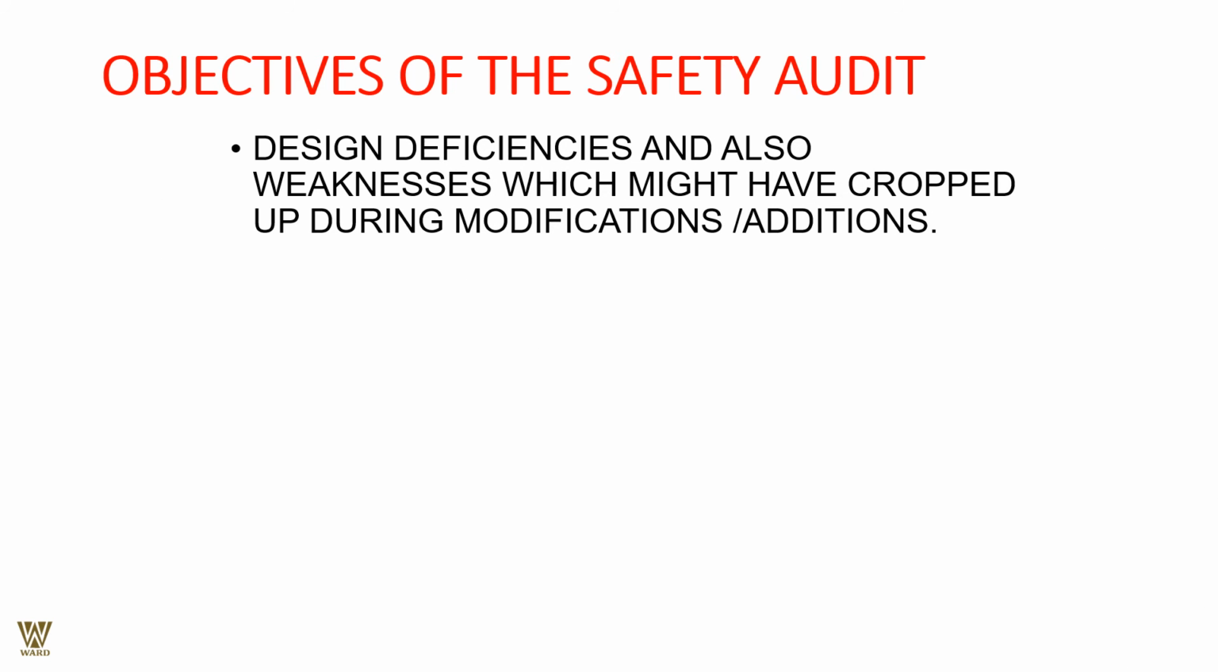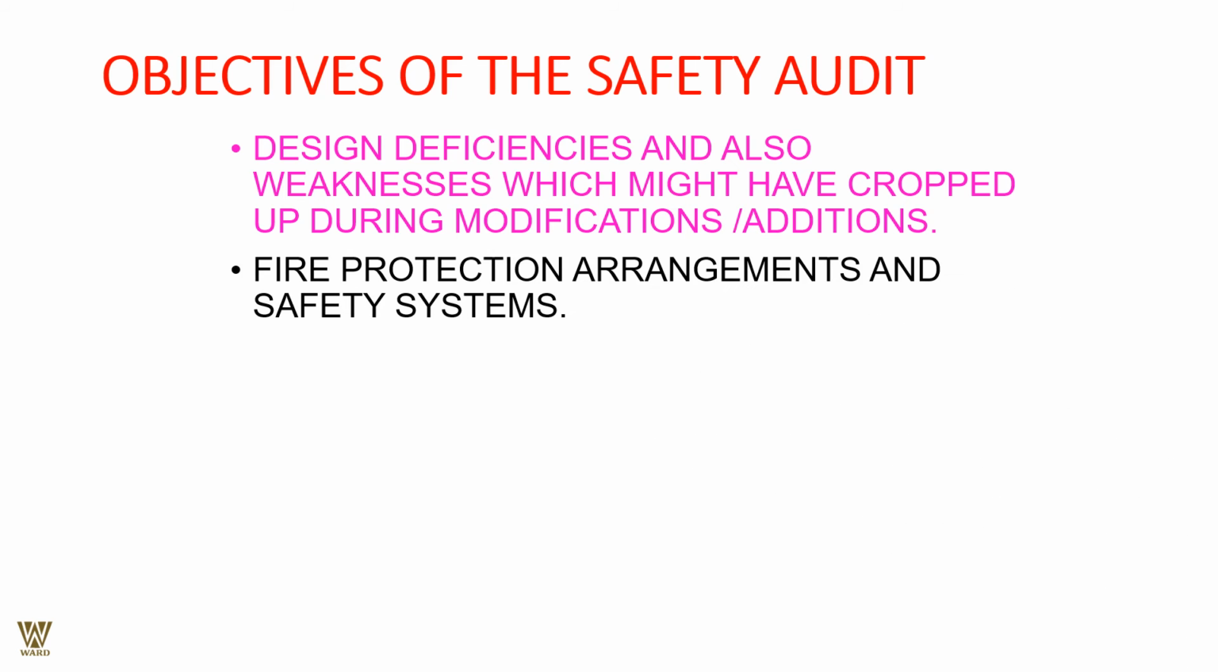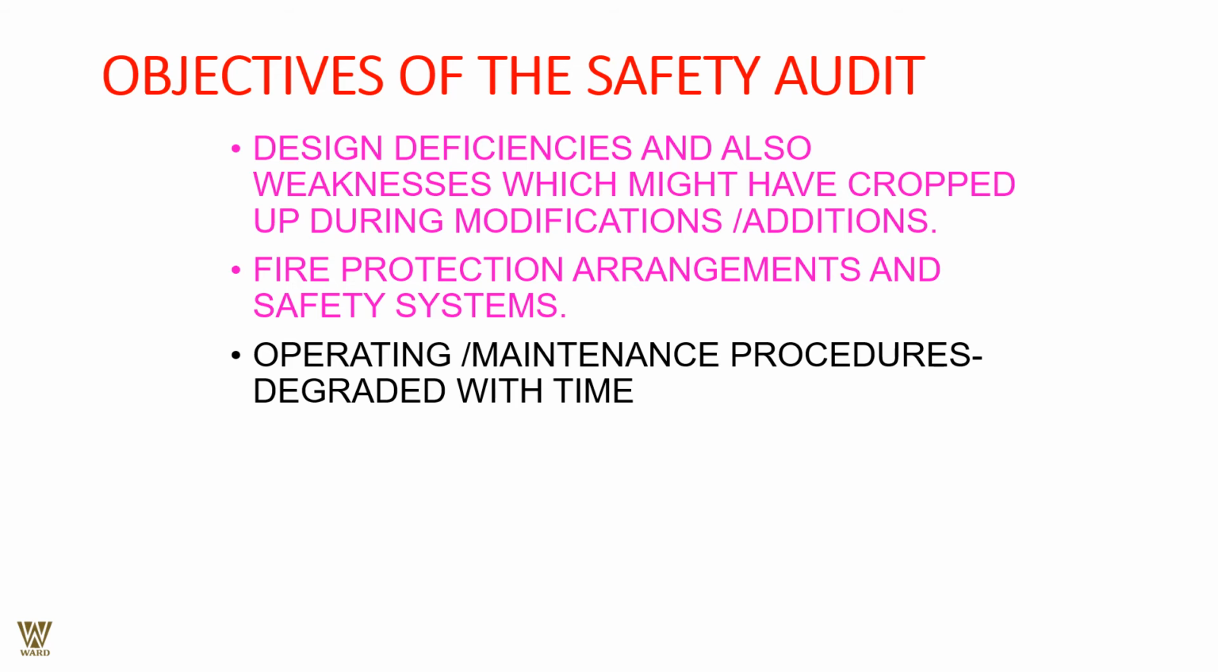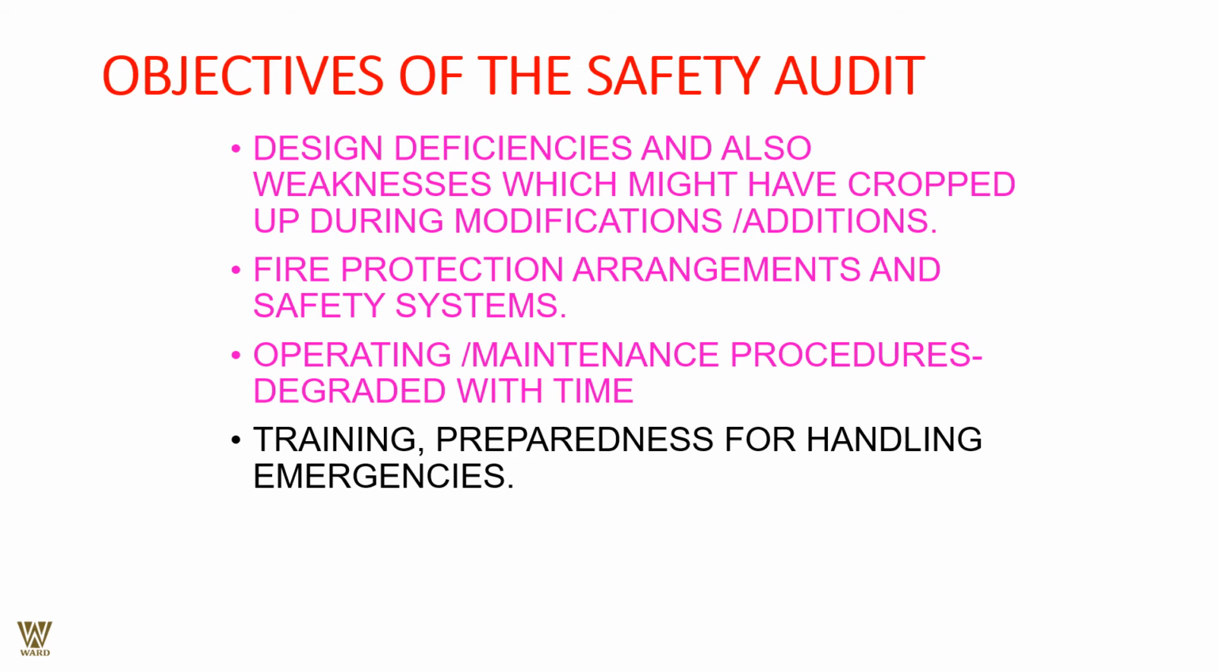So the objectives of the safety audit are all about design deficiency, to find out the weaknesses which might have cropped up and suggest modification or addition as and when needed. Fire protection arrangements and the safety system need to be taken care of. The operating and maintenance procedures can degrade with the passage of time. Usually it happens. Even as a human being, there are ups and downs with your health. Similar is the case with your equipment, machines, and machinery. The plant might require regular maintenance per se. The training of the human beings and the preparedness for handling emergencies should always be incorporated.